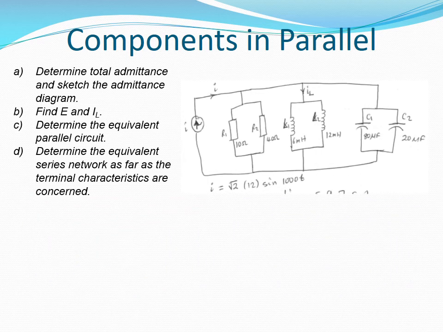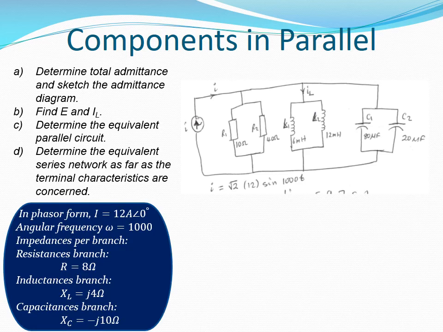In the third example, we are given a parallel network. We are required to: A. Determine the total admittance. B. Find E and IL. C. Determine the equivalent parallel circuit as far as the terminal characteristics are concerned. D. Determine the equivalent series network as far as the terminal characteristics are concerned.